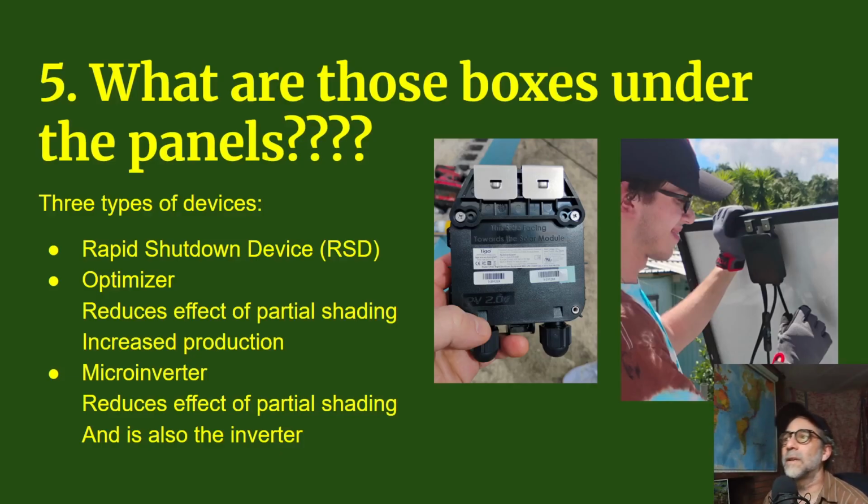The most basic one is called a rapid shutdown device, or RSD, and that is basically a safety device. There is a switch down on the side of the house that communicates with the RSDs, and if anybody wants to turn off the system for safety reasons to service it, or God forbid if there's a fire or something like that, all you have to do is turn that switch off down on the side of the house, and all the RSDs disconnect themselves completely from the rest of the system, and there's no live wires anywhere.